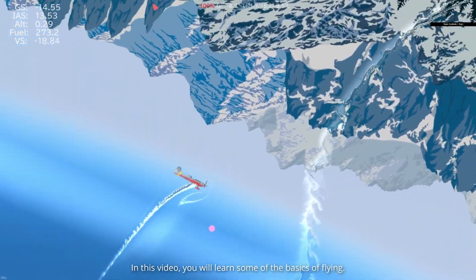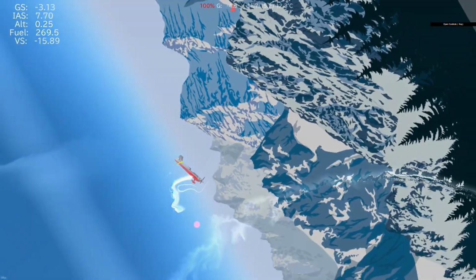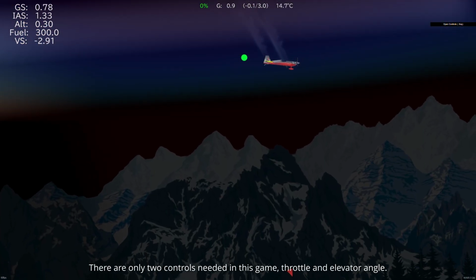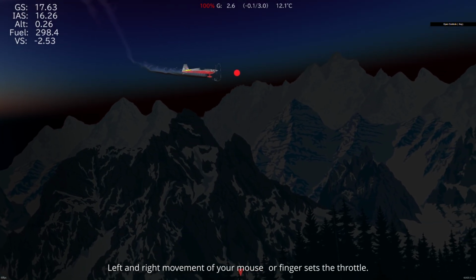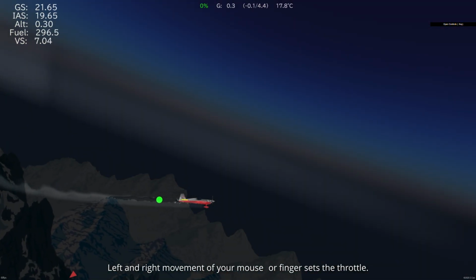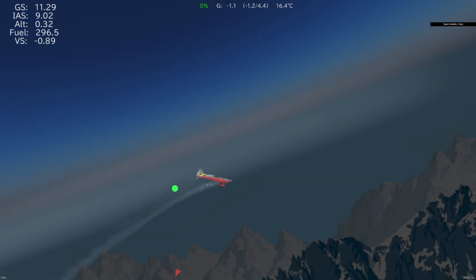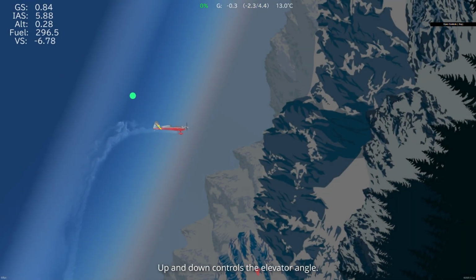In this video, you will learn some of the basics of flying. There are only two controls needed in this game: throttle and elevator angle. Left and right movement of your mouse or finger sets the throttle. Up and down controls the elevator angle.